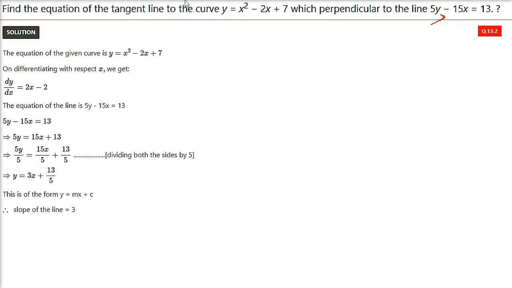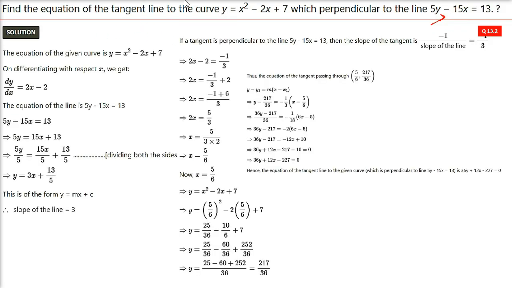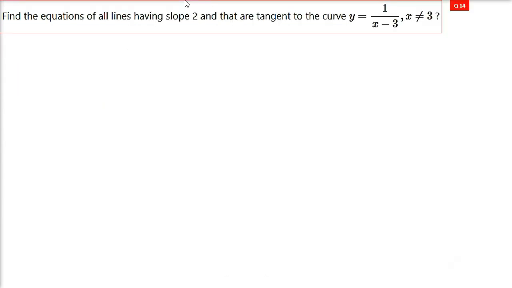I hope you'll be able to solve it by yourself. This is the solution in front of you. We'll just go ahead. Find the equation of all lines having slope 2, so all the equations with slope 2 that are tangent to the curve, this one, y = 1/(x - 3), where x is not equal to 3.